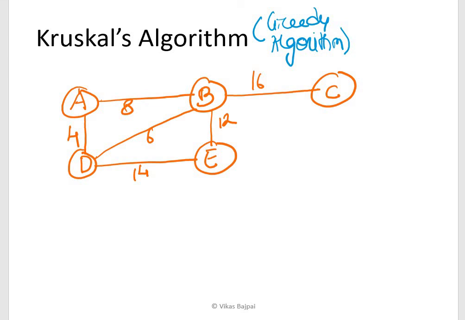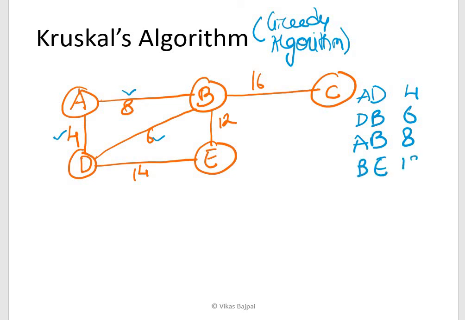So to start with, I see AD, which is having a weight of 4, then this is done. Then I see DB, which is having a weight of 6. I see AB, which is having a weight of 8. I see BE, which is having a weight of 12. I see DE, which is having a weight of 14. I see BC, which is having a weight of 16.